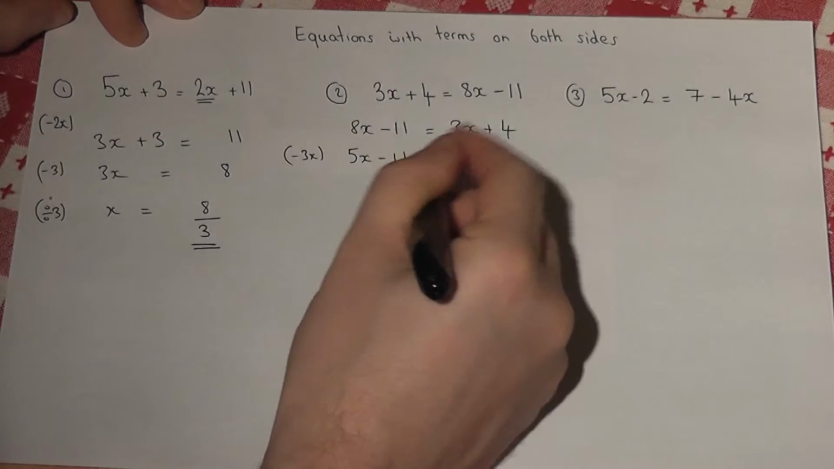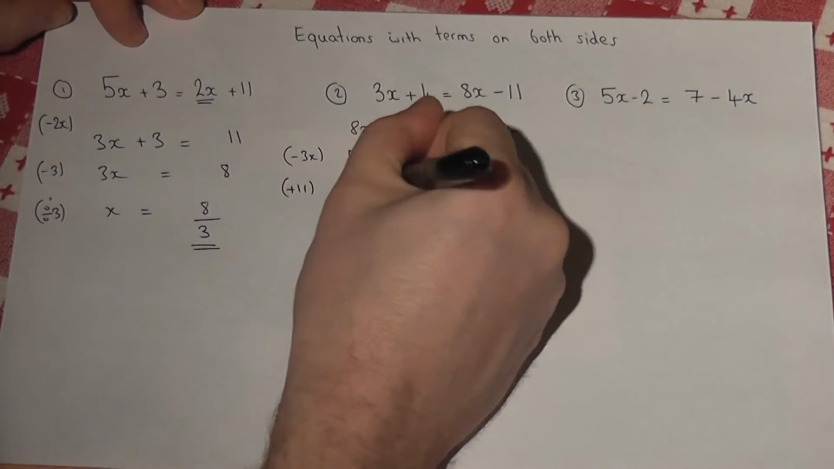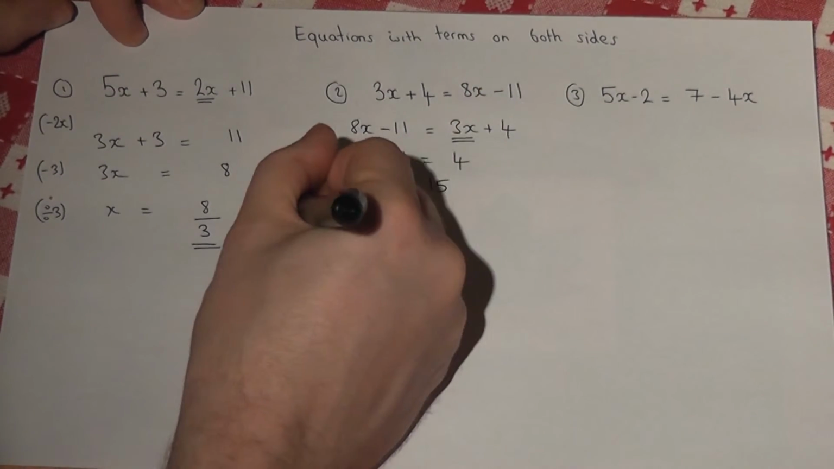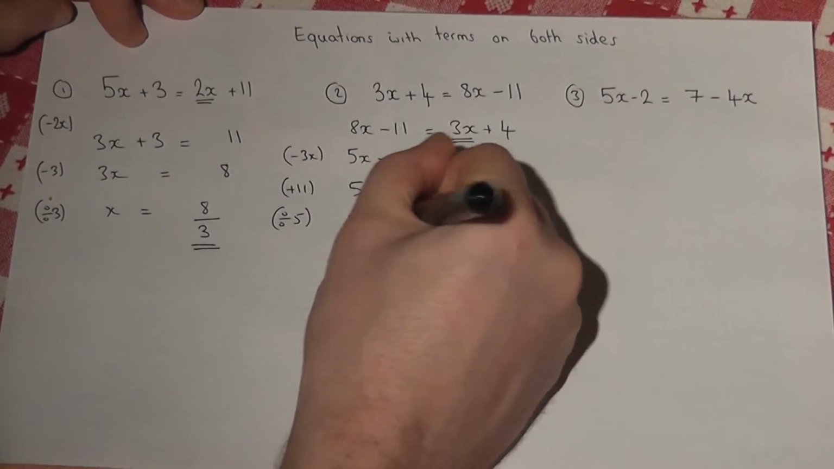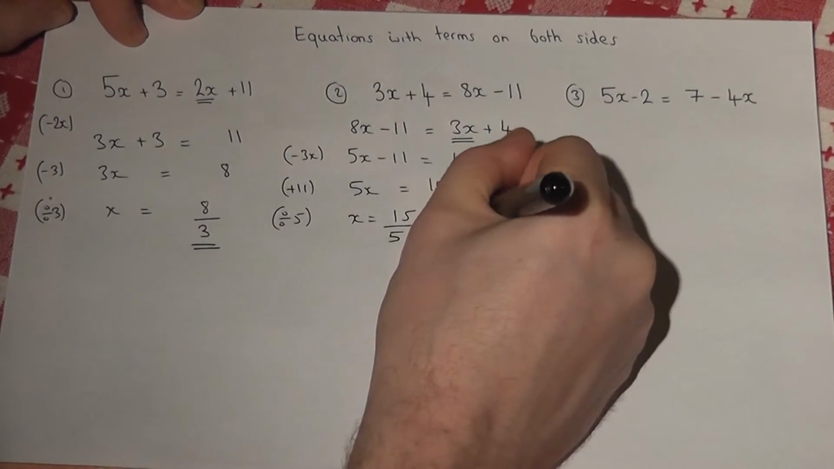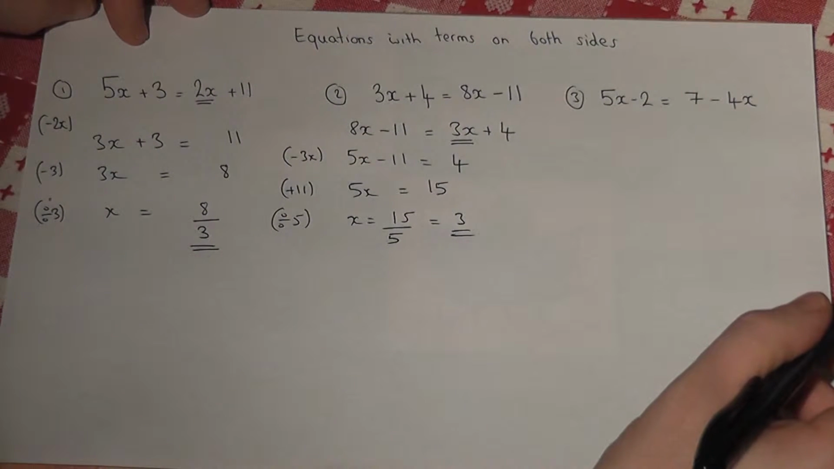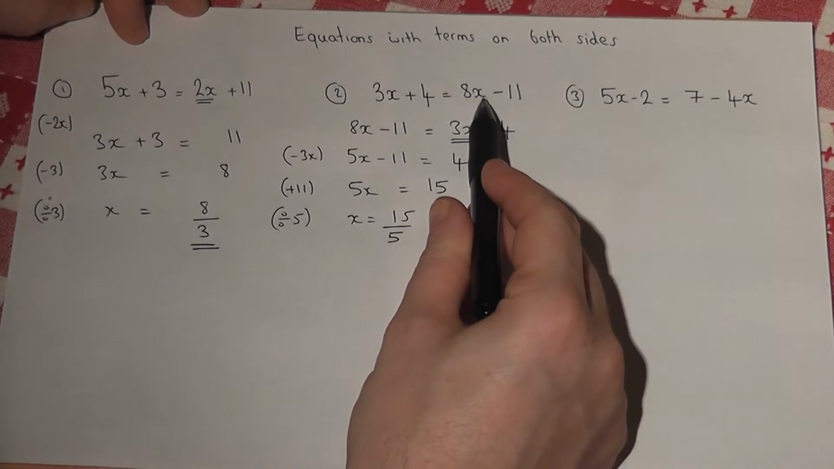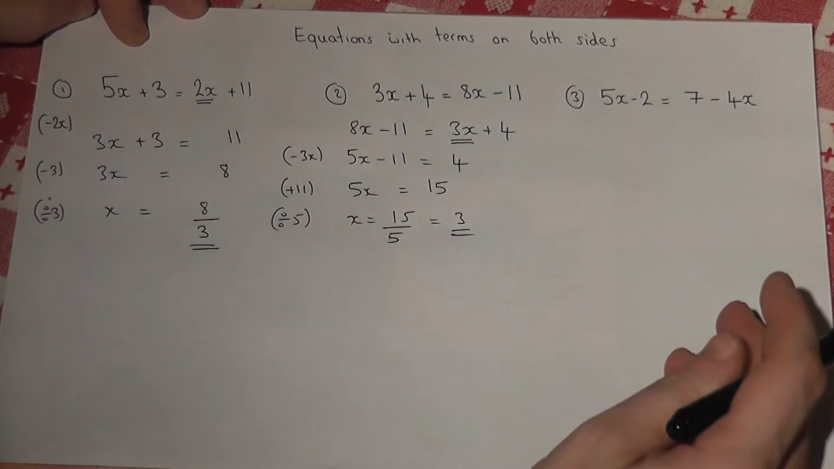I now need to add 11, so 5x equals 4 plus 11 is 15. And then divide by 5, so x equals 15 divided by 5, which equals 3. So again, when you find there are more x's on the right hand side, it often helps to rewrite the equation with the two sides swapped around.